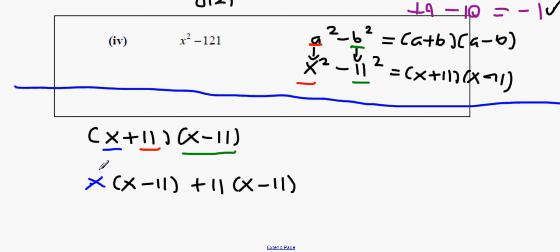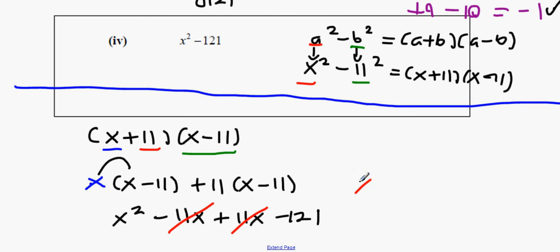So x multiplied by x is x squared. X multiplied by minus 11 is minus 11x. 11 multiplied by x is plus 11x. 11 by 11 is minus 121. And what's going to happen here is minus 11x plus 11x, they cancel each other out. And what you're just going to be left with is x squared minus 121. Okay?